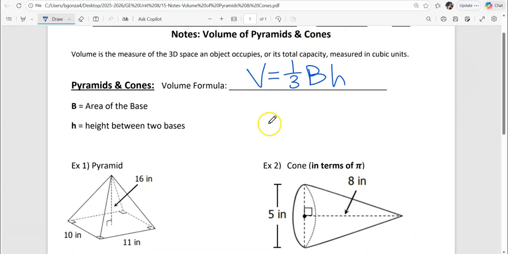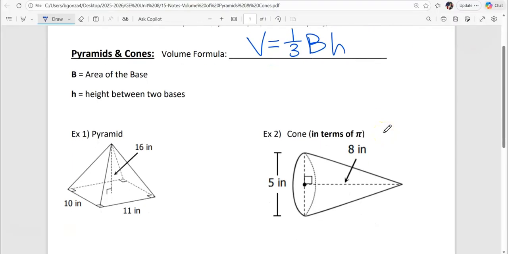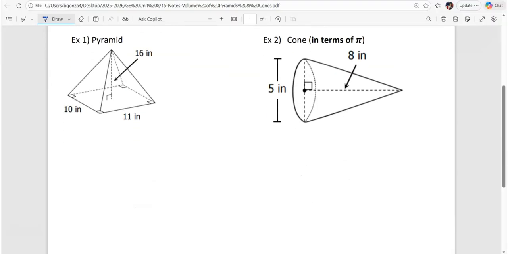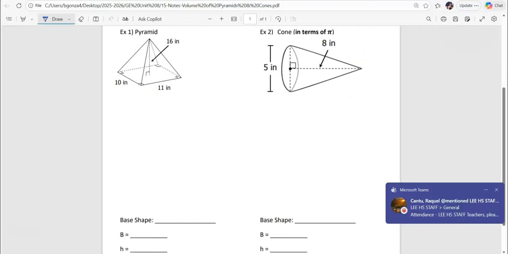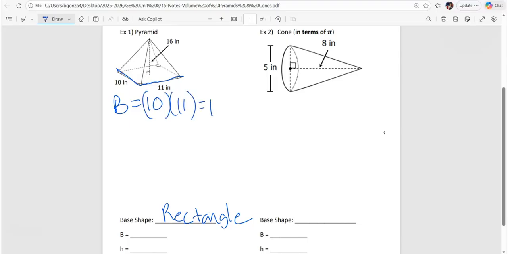So since we've been doing this with surface area, and we did it yesterday with volume, I'm going to do this a little bit faster because you should know how to do all of this by now, in theory. So first off, pyramid. What is that bottom base shape there? 10 by 11. That is not a square because they are not equal sides, so we're going to call it a rectangle, okay? 10 by 11, that's a rectangle. So my big B is going to be 10 times 11, which is 110. Everyone knows how to find a rectangle's area, hopefully by now.